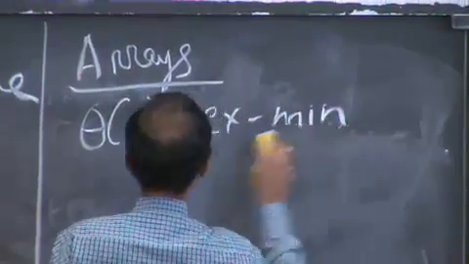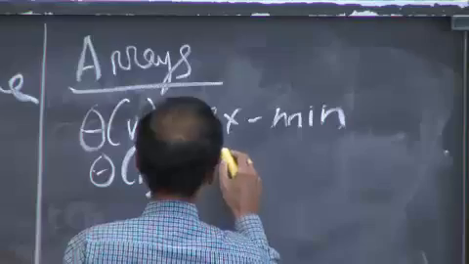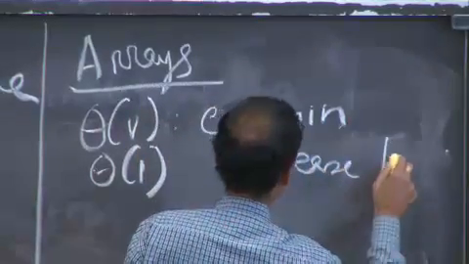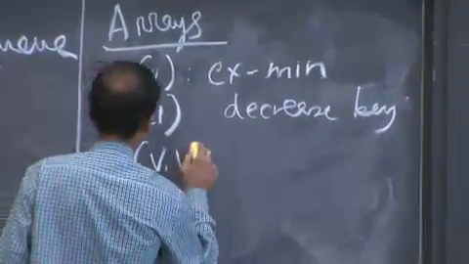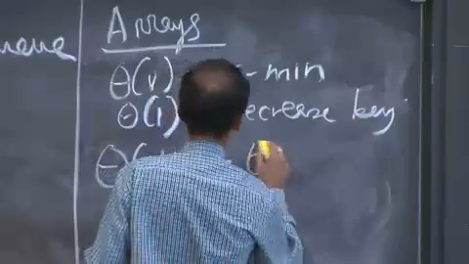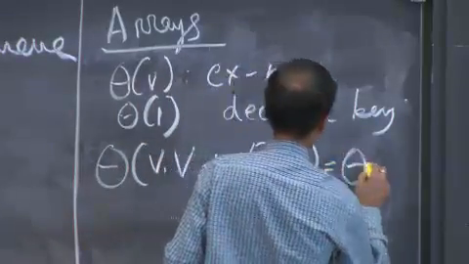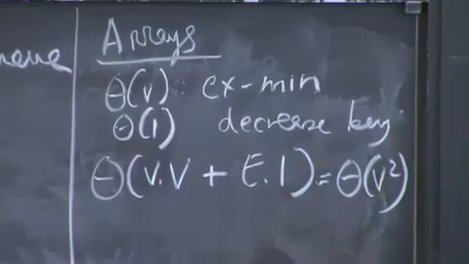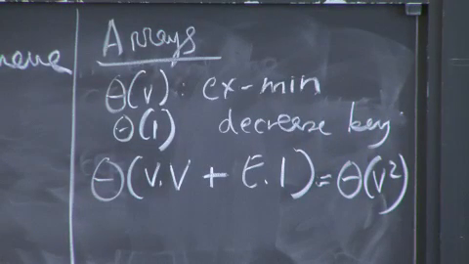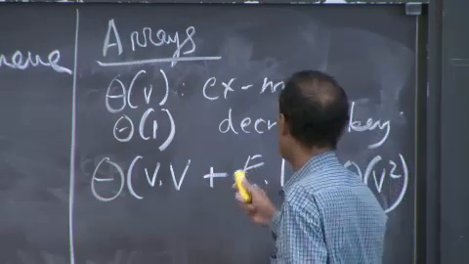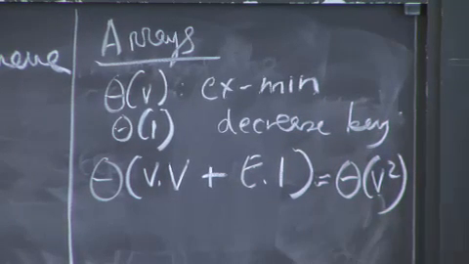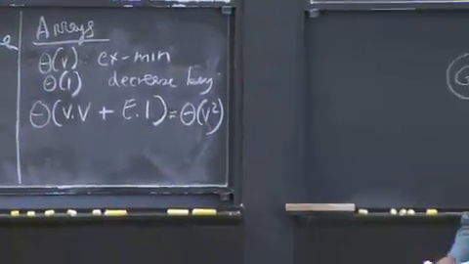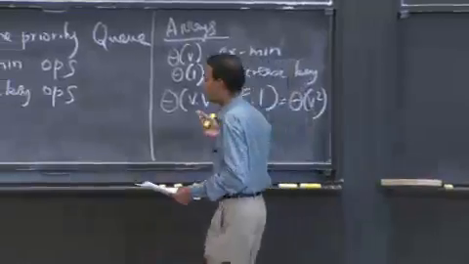I'll just call it ex min. Theta 1 for decrease key. And if I do the multiplication, I get theta V times V plus E times 1, or a constant, which is theta V squared. Because I know that E is order V squared, right? If I have a simple graph, it may be a complete graph, but we talked about this last time. E is at most V squared. So I can just call this theta V squared. All right? So we have a theta V squared Dijkstra implementation that uses an array structure.